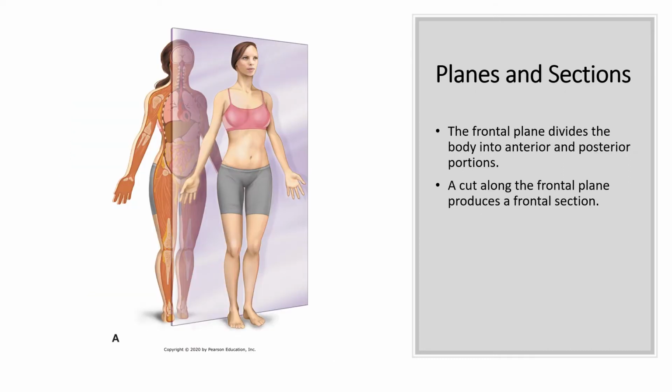The frontal or coronal plane is a vertical plane that runs from side to side. It's going to slice the body into an anterior and a posterior portion, and it's going to cut along the frontal plane, producing a frontal or coronal section.